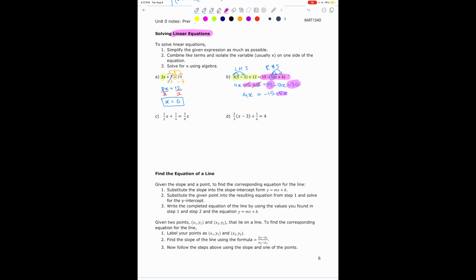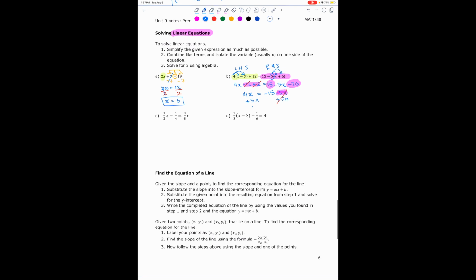So I'm going to remove this term from here and try to take it to the other side. To eliminate it from here, it's subtracted, so I'm going to add it. And I will add it to the other side as well. What that does, it eliminates it from the right-hand side. Now I have 4x plus 5x, that is 9x, equals negative 15.